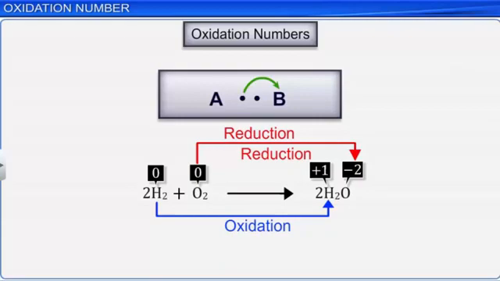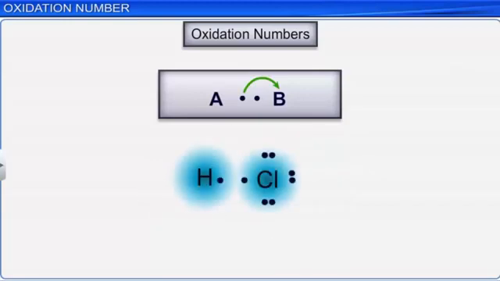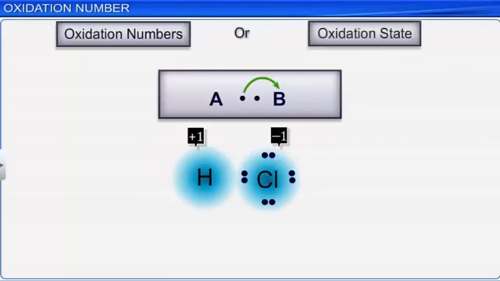Note that the electrons in a covalent bond don't really get transferred. It is only a hypothetical assumption made for the purpose of understanding redox equations. Oxidation number is defined as the charge, or the apparent charge, that an atom in a compound or ion would have if all the electrons in its bonds belonged entirely to the more electronegative atom. Oxidation number is also referred to as oxidation state. We will be using the term oxidation number throughout this module.